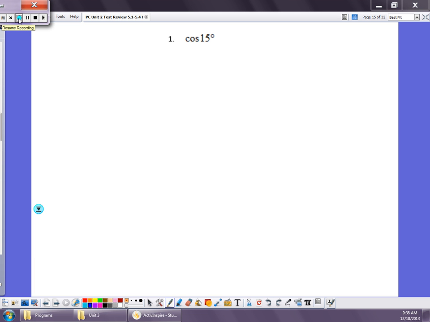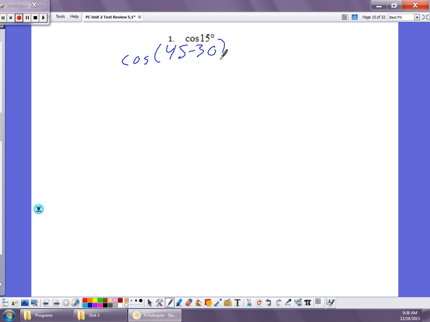So for cosine 15, you could do this several different ways. You could do a sum and difference identity, so you could do cosine of 45 minus 30. Okay? That would be fine. You could do a half angle identity, so you could do cosine of 30 over 2. Right? Because both of those will give you an angle of 15. And then from here, you're just plugging in. So do you guys want to use sum and difference or the half angle? Okay, so sum and difference.